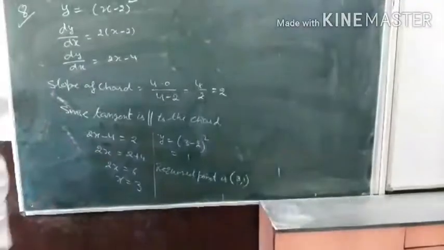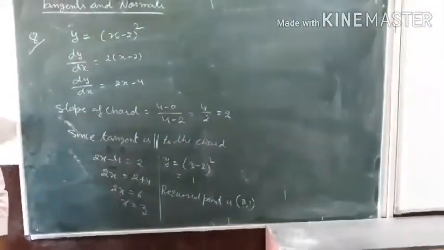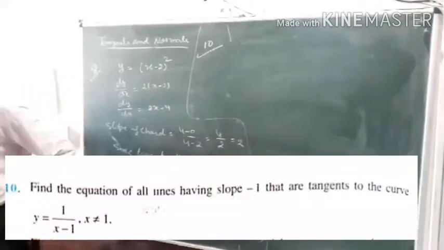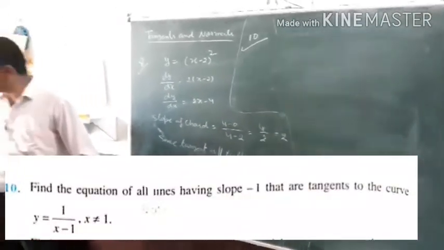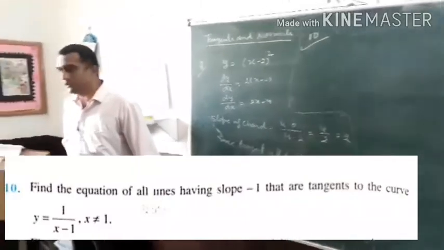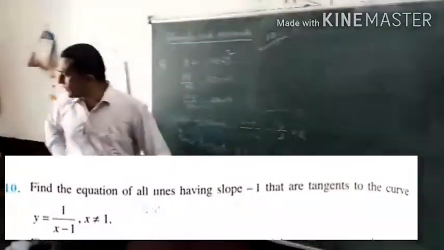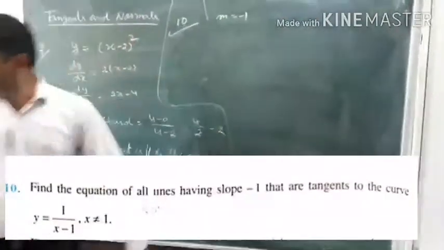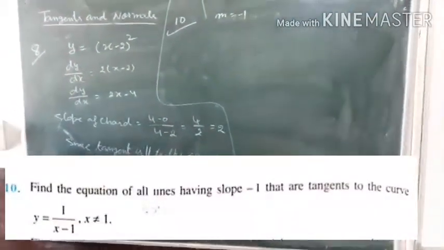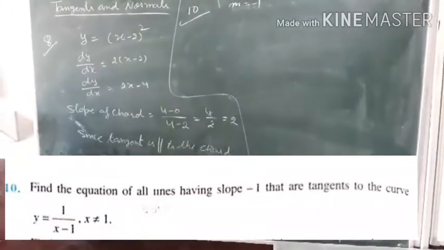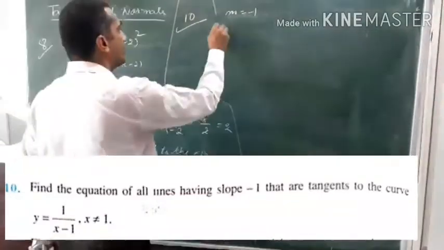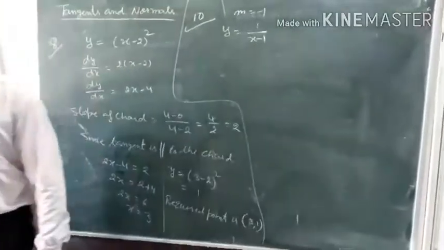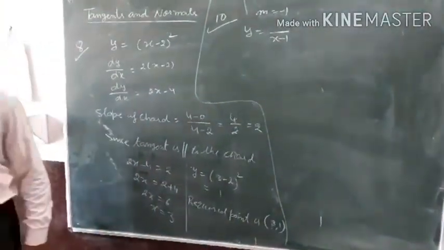So next, students, question number 9 is the same kind. Find the equation of all lines having slope minus 1. You have given a slope m is equal to minus 1, that are tangent to the curve. Equation of the curve is y is equal to 1 over (x minus 1).